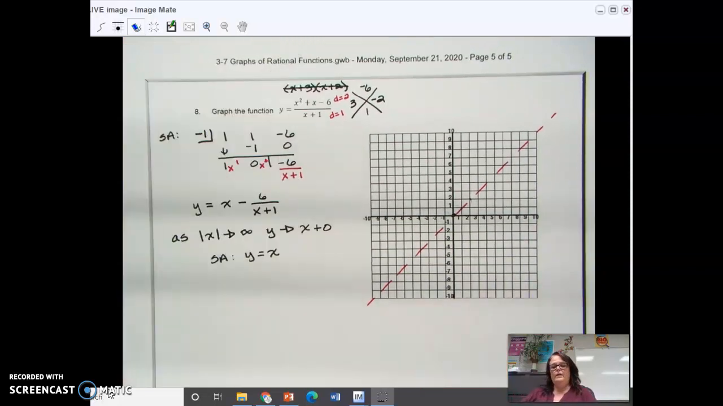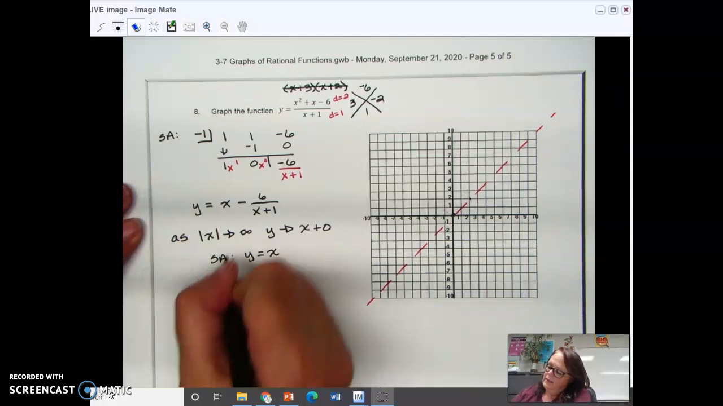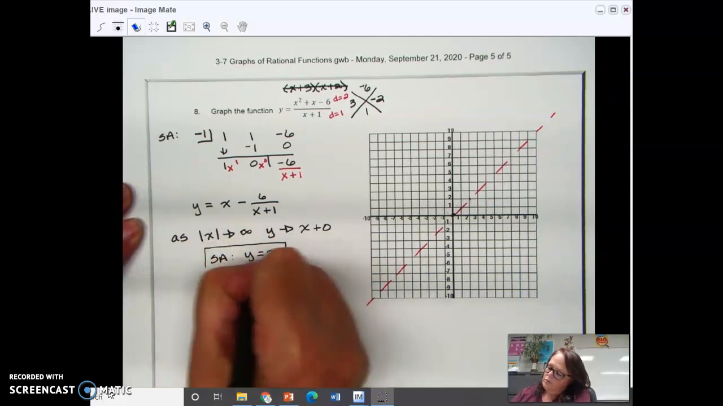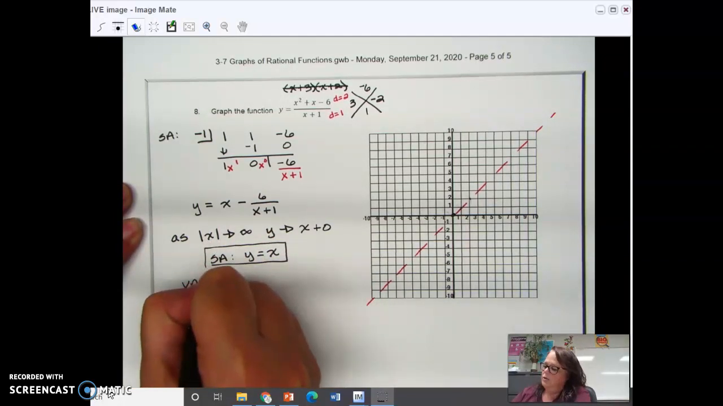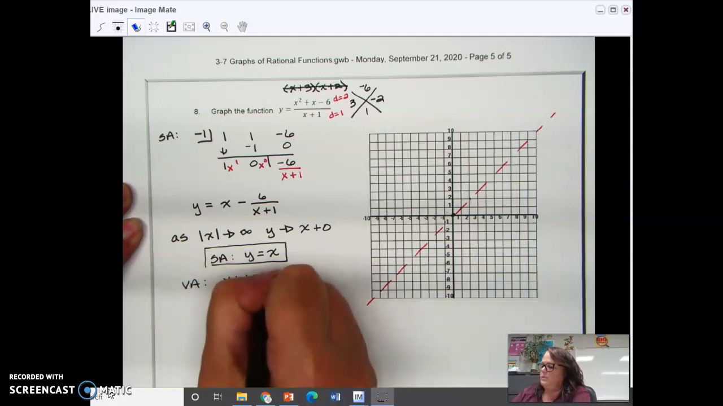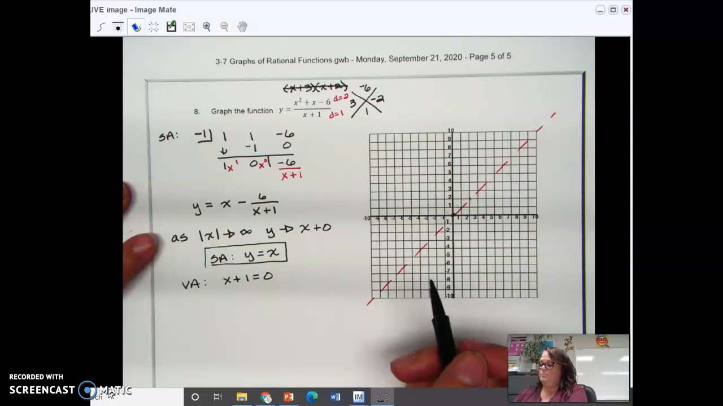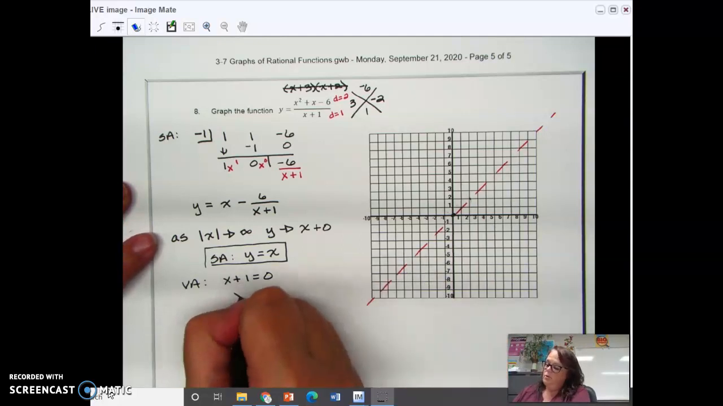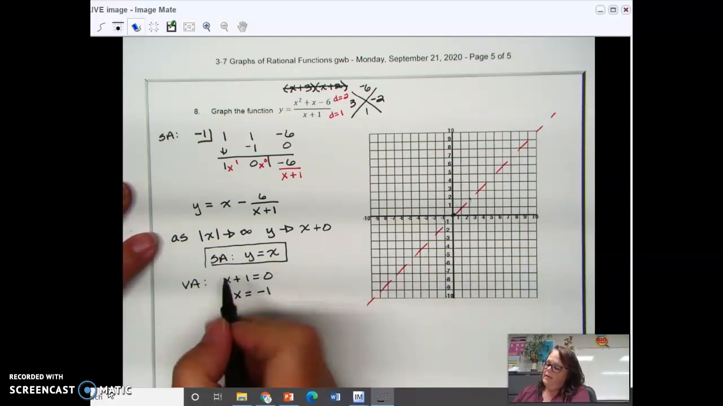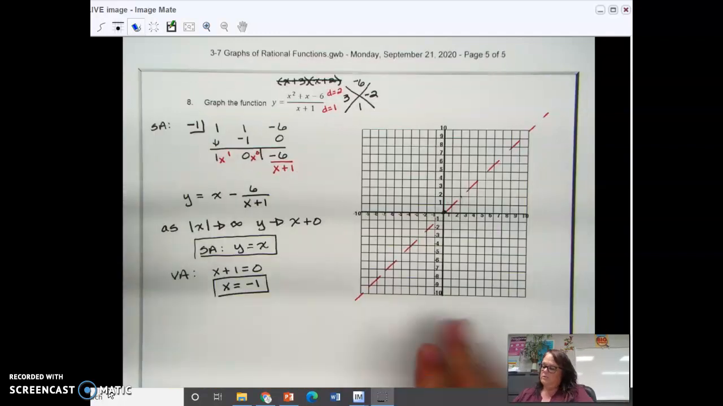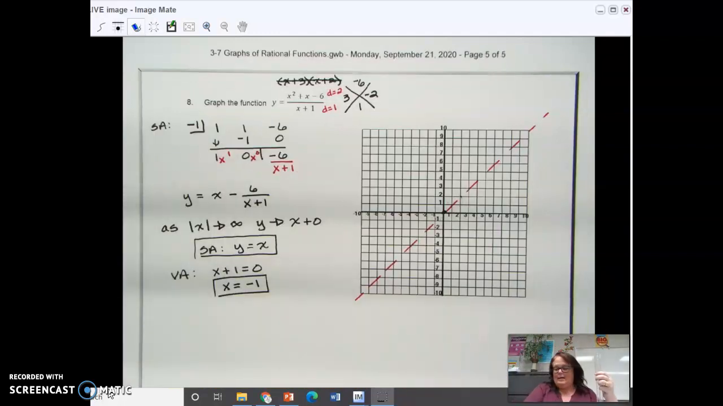All right, so then what else you should have noticed is because I couldn't divide out that x minus 1, I have a vertical asymptote. My vertical asymptote is going to occur when x minus 1 is equal to 0, meaning that's a disturbance in my domain, speaking my Star Wars language. So we get x is equal to 1 is my vertical asymptote. So I'm going to go ahead and draw in that line.